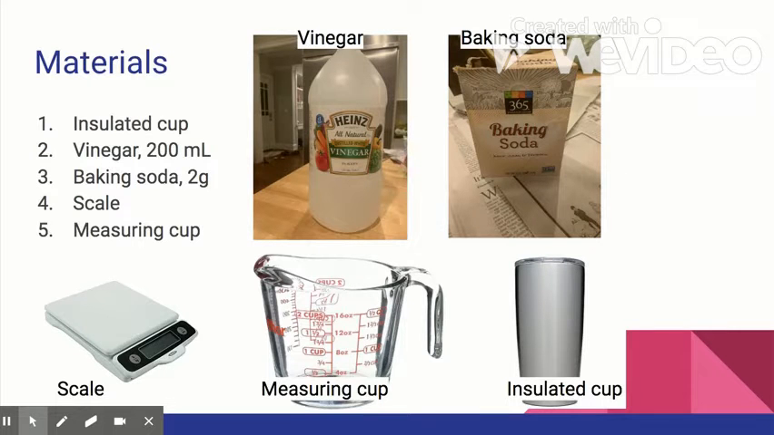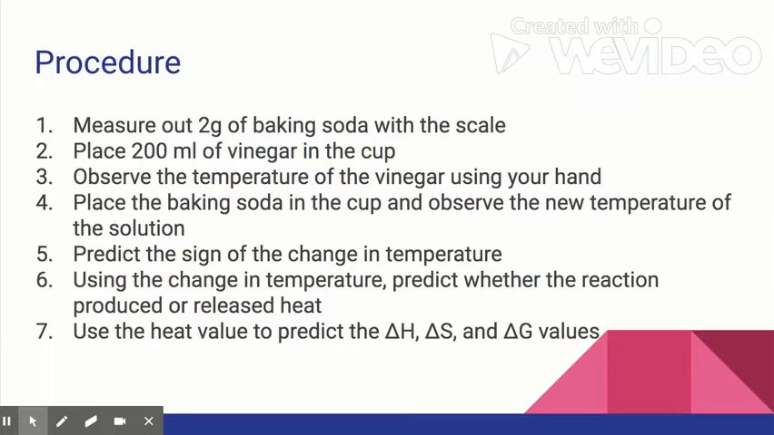For the demo, you need an insulated cup, 200 milliliters of vinegar, baking soda, a scale, and a measuring cup. To do the demo, measure out 2 grams of baking soda with the scale, place 200 milliliters of vinegar in the insulated cup, observe the temperature of the vinegar using your hand. This is not ideal. Ideally, you'd use a thermometer to measure the temperature, but I didn't have that, so I had to measure the temperature qualitatively.